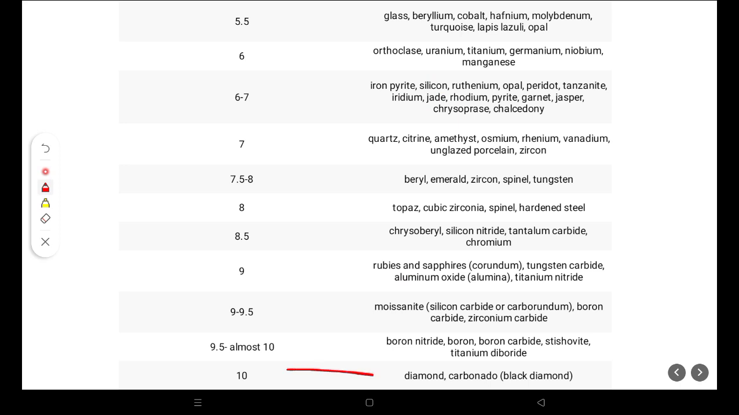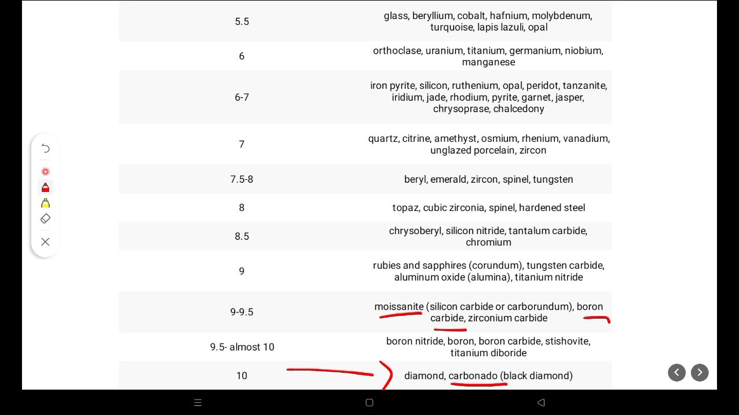Here in 10 is diamond and carbonado. Carbonado is a type of diamond, that is black diamond. It is also important to remember what carbonado is. Then another 9 is also moissanite. Moissanite is a type of silicon carbide or carborundum. So this is also something you can remember, and boron carbide too; these things you should remember.